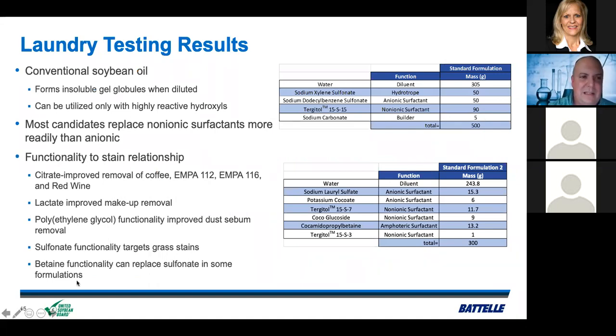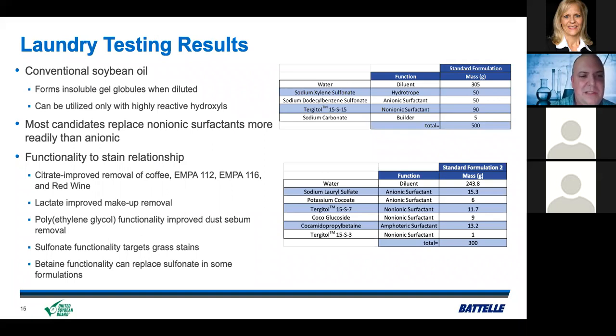So for our candidates, as I mentioned, conventional soybean oil, especially on a lot of the early unreactive hydroxyls, forms gel globules, so it's not really useful. But we can utilize highly reactive hydroxyls. Think of something like an ethyl salicylate across that epoxy. Most candidates replace non-ionic more readily than anionic. However, as mentioned here at the bottom, betaine functionality actually replaced pretty well the sulfonate candidates such as SDBS has.